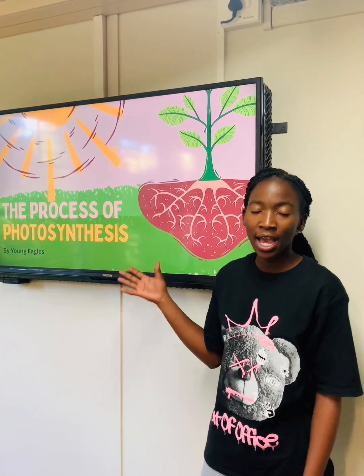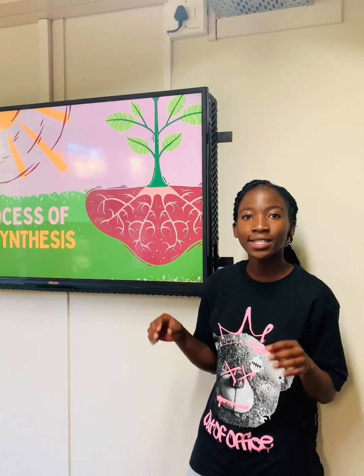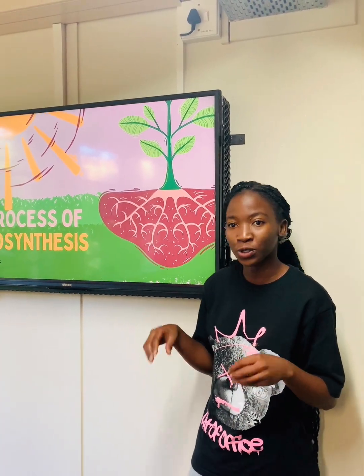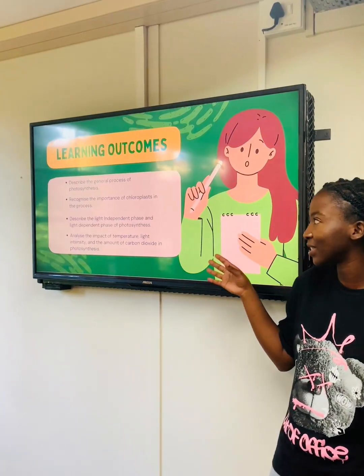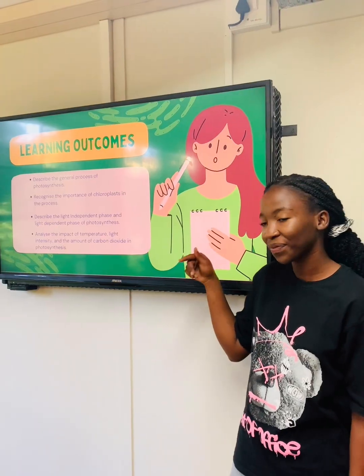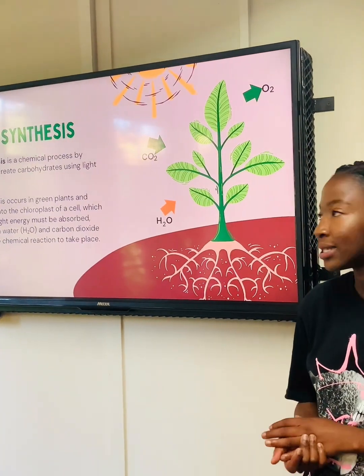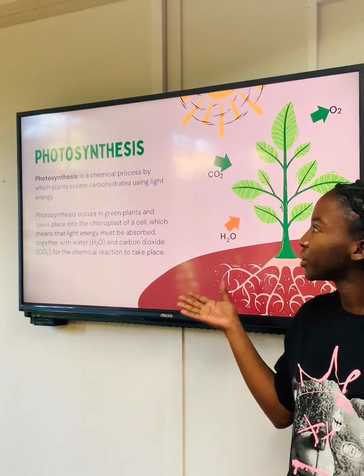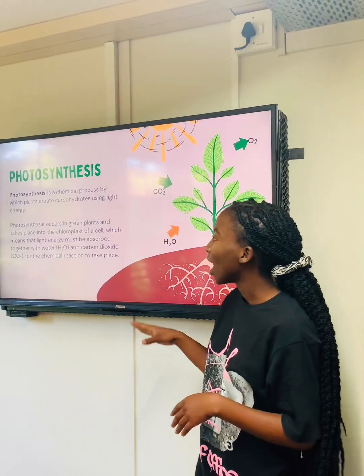Of photosynthesis. Have you ever wondered how a tiny seed grows into a towering tree? That secret lies in the process of photosynthesis. Firstly, I would like to define what photosynthesis is. Photo means light and synthesis means making. Photosynthesis is a chemical process by which plants create carbohydrates using light energy.